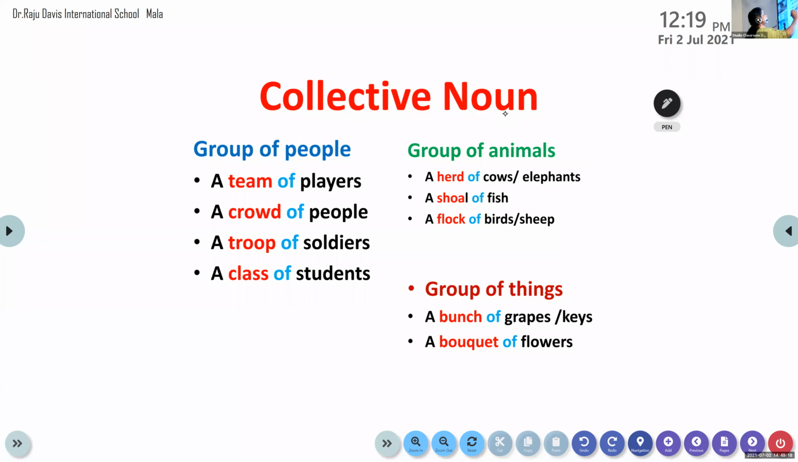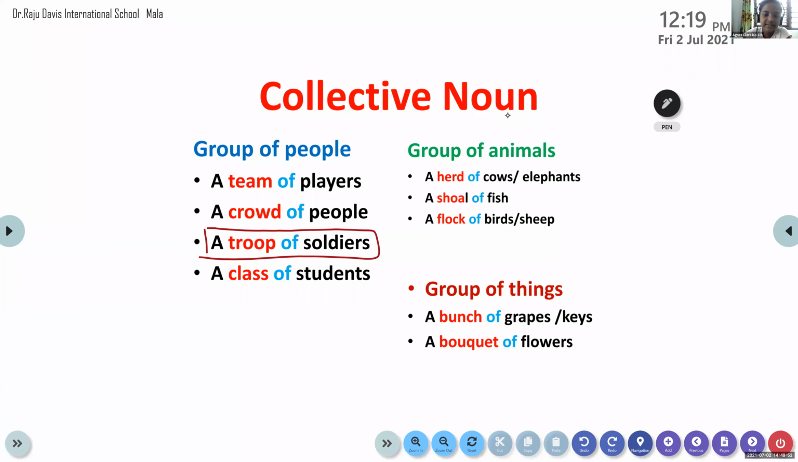A troop of soldiers. Repeat after me. A troop of soldiers. Please do say it. This is the only one we did not learn, the troop of soldiers. All the others I showed you in the slide so that you'll be familiar with them. So, class of students. What is the collective noun? A class of students.